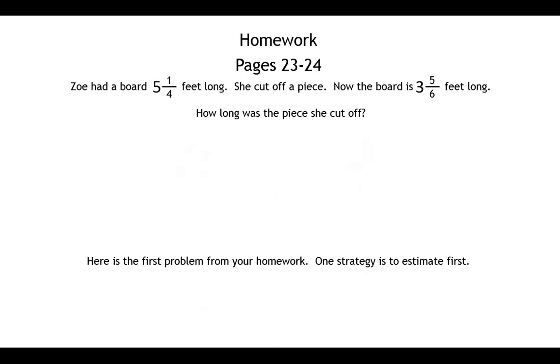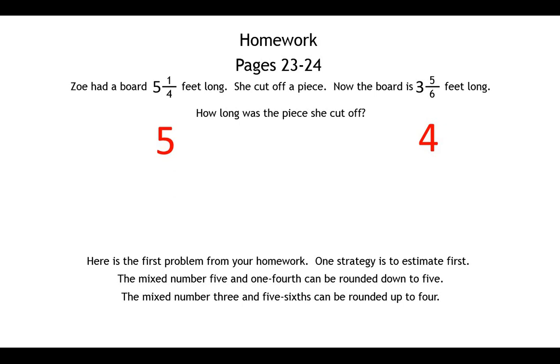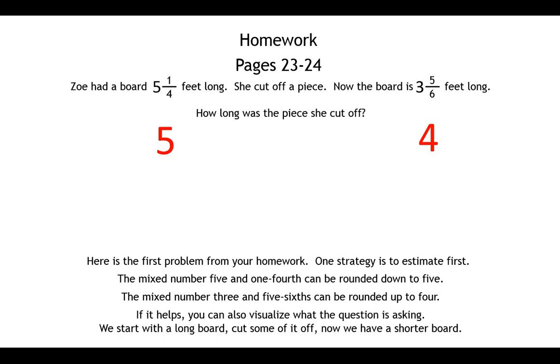Here is the first problem from your homework. One strategy is to estimate first. Zoe had a board 5 1/4 feet long. She cut off a piece. Now the board is 3 5/6 feet long. How long was the piece she cut off? The mixed number 5 1/4 can be rounded down to 5. The mixed number 3 5/6 can be rounded up to 4.